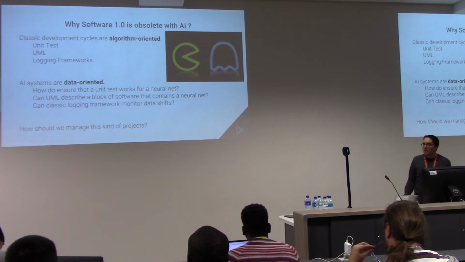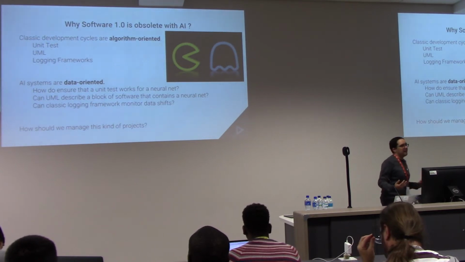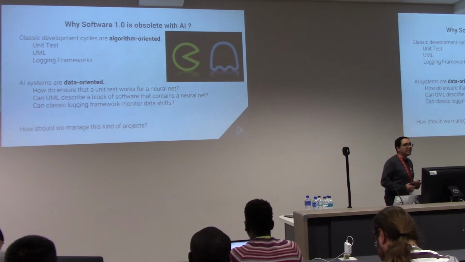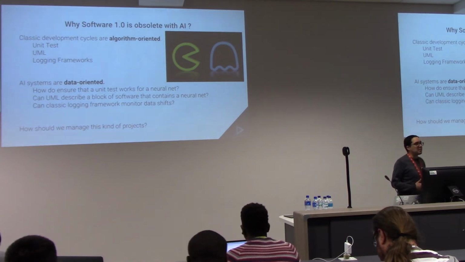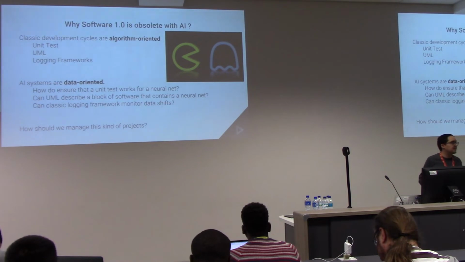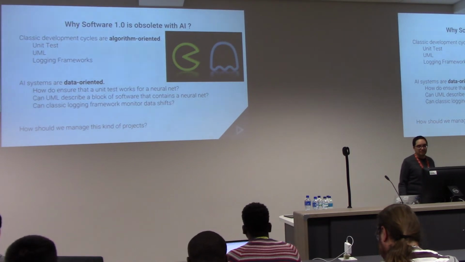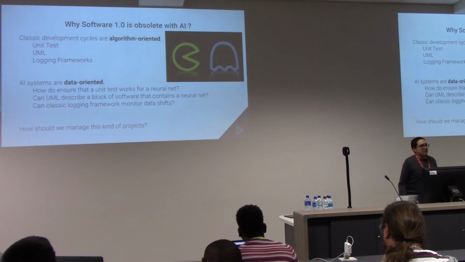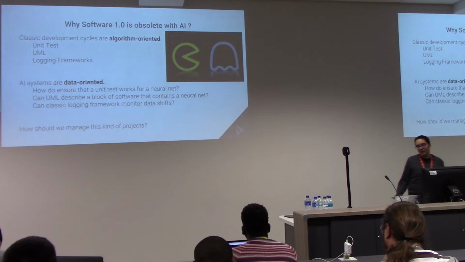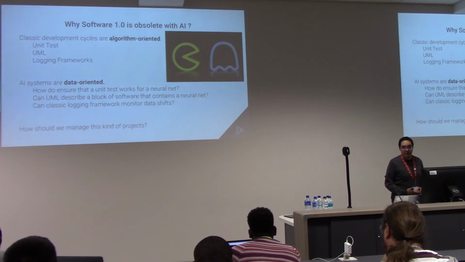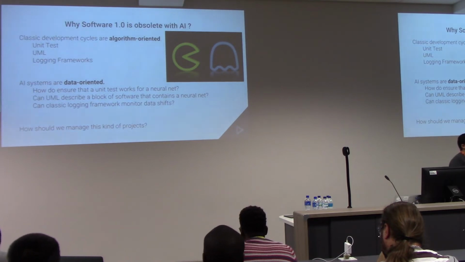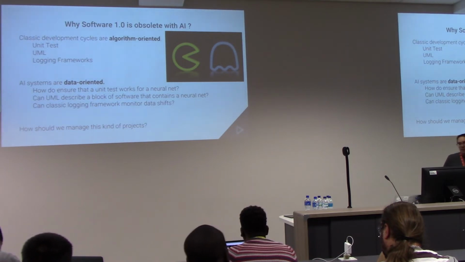So we see that AI right now is really taking over the software world. Some people are saying that AI is eating software. And why do we see the problem like this? Mainly because in classic software development we focus too much on algorithm and not on data.